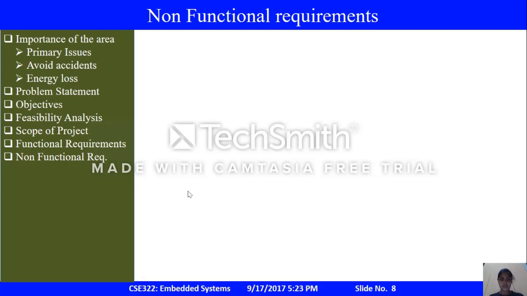Hello, this is Sharma, and I will be continuing this presentation of our project on the detection and correction of a leakage in LPG gas and sending alerts to the concerned user. I will be talking about the next few topics. I will be starting with non-functional requirements.